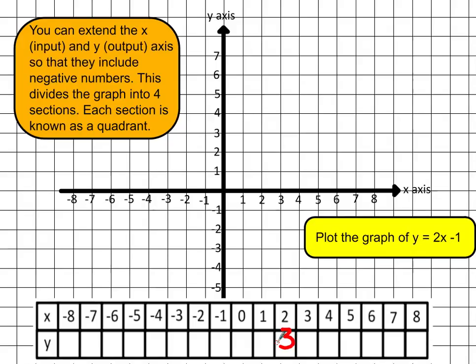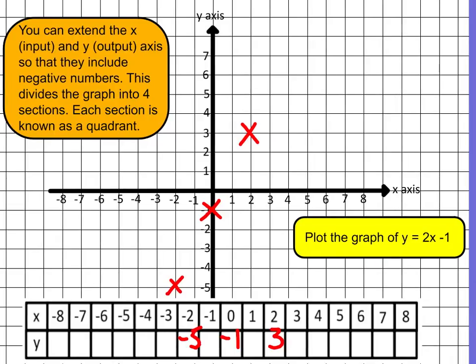When x is 0, we'll have 2 times 0 take away 1, which is minus 1. When x is minus 2, we have 2 times minus 2 minus 1, which is minus 5. So there are 3 coordinate points we've generated. Let's mark those on. When x is 2, y is 3, which is there. When x is 0, y is minus 1, which is there. When x is minus 2, y is minus 5, which is there. Then we can join these up with a straight line, and extend that line on through our axes, and that is the line y equals 2x minus 1.